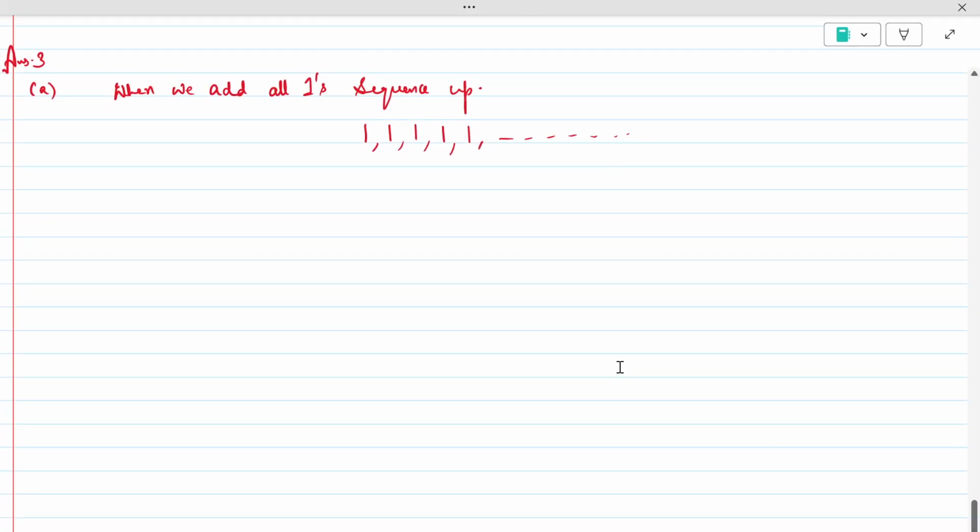When we add all ones sequence up. So kids, what is the all ones sequence? It is 1, 1, 1, 1, 1, and so on. It has all the ones in it, right? Now, what we are asked to do is add the all ones sequence up. That means the first number will be 1. So I'm writing it as it is.